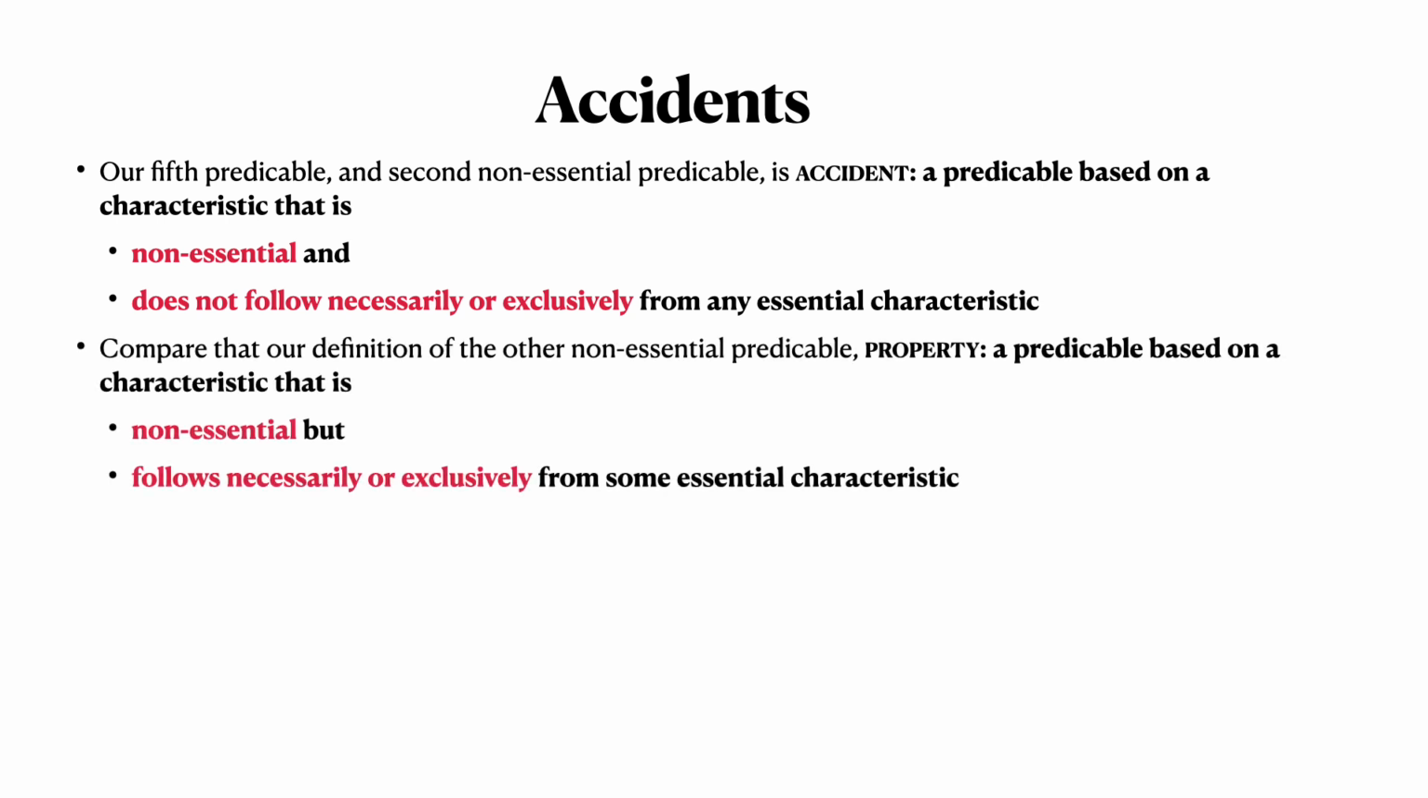These two definitions are exactly the same, except that a property follows necessarily or exclusively from something essential, and an accident does not follow necessarily or exclusively from any essential characteristic. So that really is the only difference between them, and it's the basis on which we put accidents last in the hierarchy that we're about to discuss.